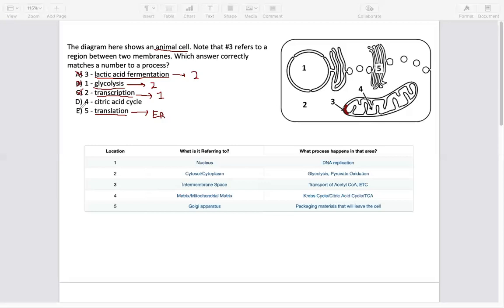And so that would leave us with number 4 as the citric acid cycle. And that is where it indeed happens. We have it here where we said the matrix, or the mitochondrial matrix. That is where the citric acid cycle happens. So that would be our answer.